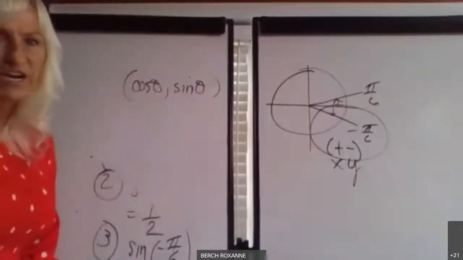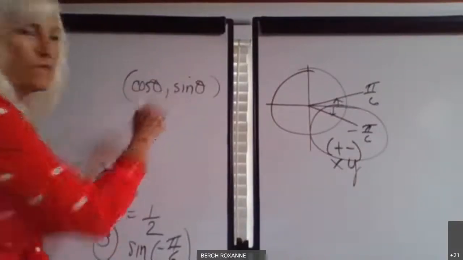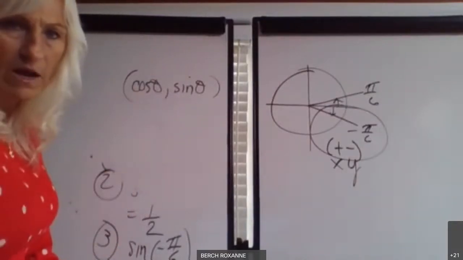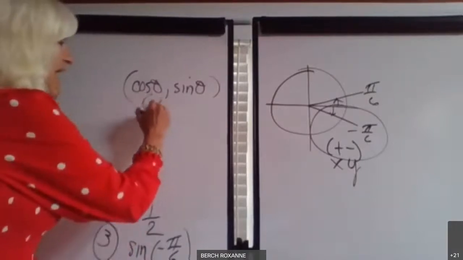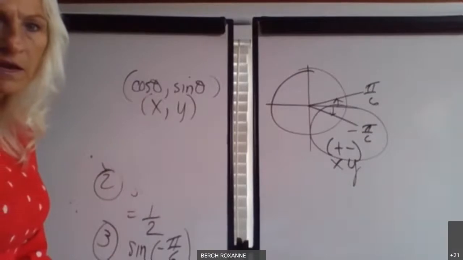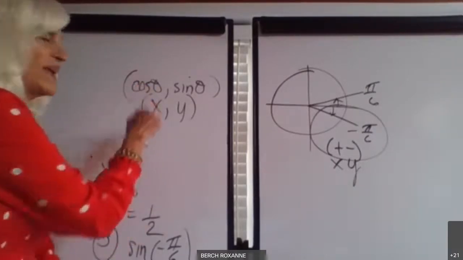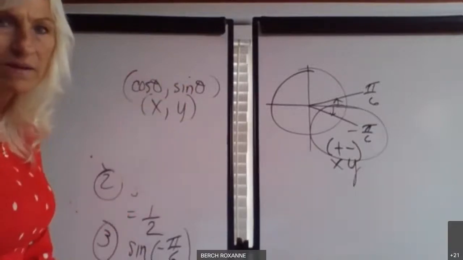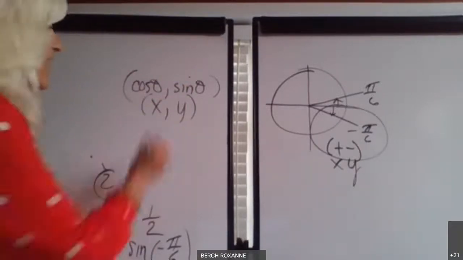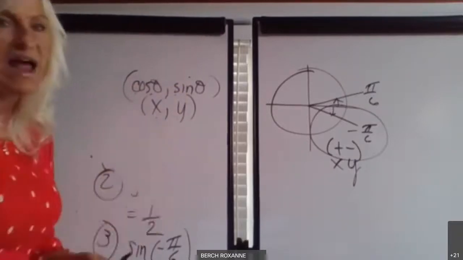Now, I'm going to show you a way you're never going to get confused about this. C comes before S in the alphabet, just like X comes before Y in the alphabet. So don't ever screw up cosine being X and sine being Y.